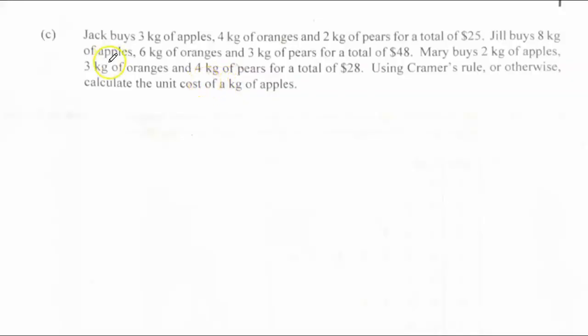Alright, so we can let X represent the cost of apples. We can let Y represent the cost of oranges. And we can let Z represent the cost of pears. So formulate a system of equations. So it will be 3x plus 4y plus 2z equal to 25.